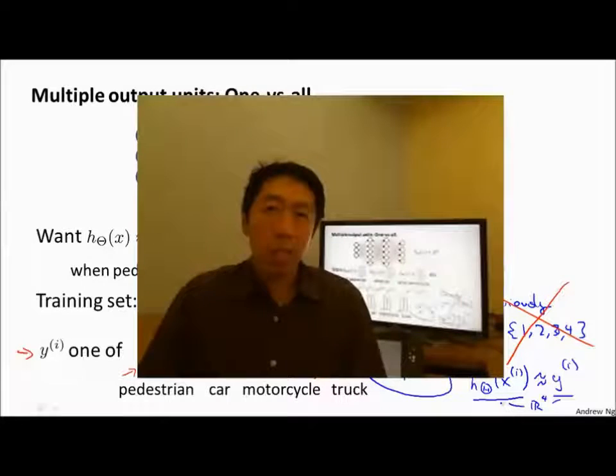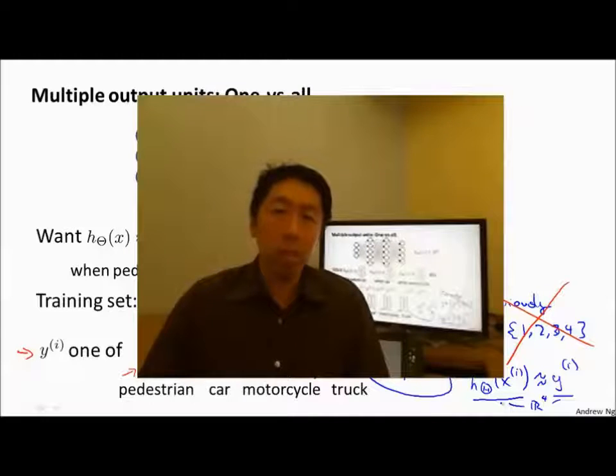This wraps up our discussion on how to represent neural networks, that is, on our hypothesis representation. In the next set of videos, let's start to talk about how to take a training set and how to automatically learn the parameters of the neural network.